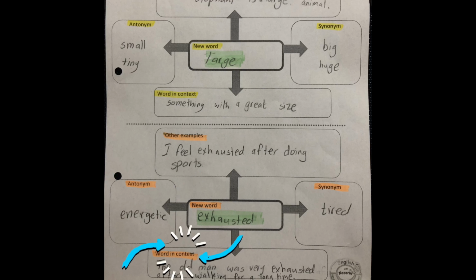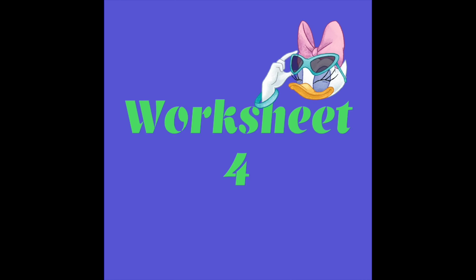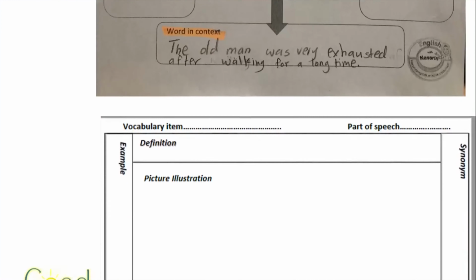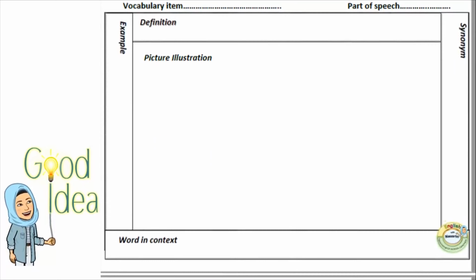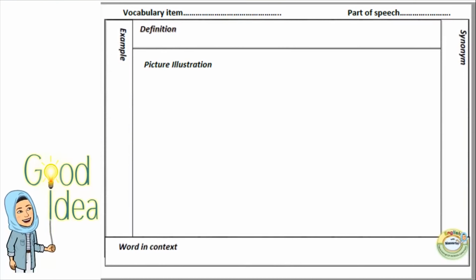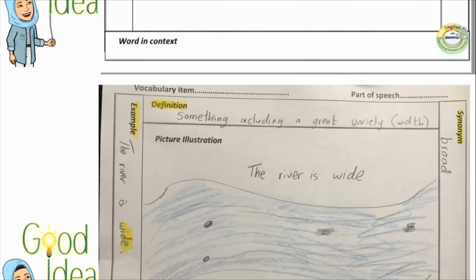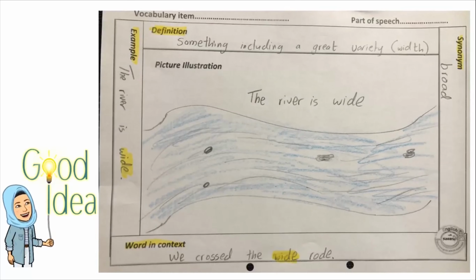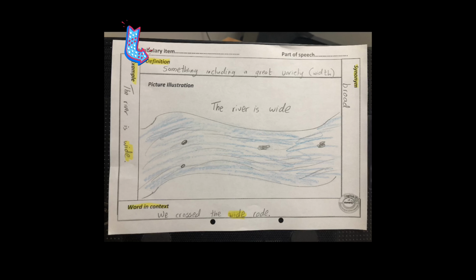Worksheet number 4. This is another template that is also available online, and I adapted it to work for my own students. And let's go over the things that you could do with a word here. First, the student writes a vocabulary term, the new word that they were introduced to. Then they write what part of speech it is, for example, if it's a noun, adjective, verb, and so on. Then they write a definition for the word. Then they provide examples for the word as well.